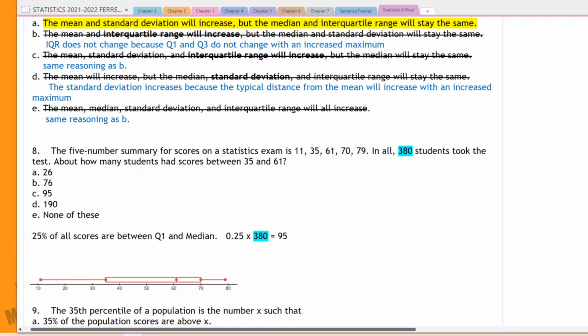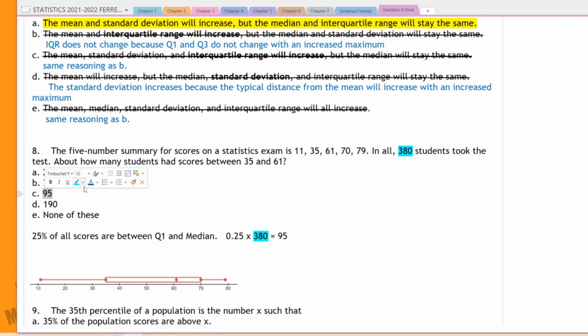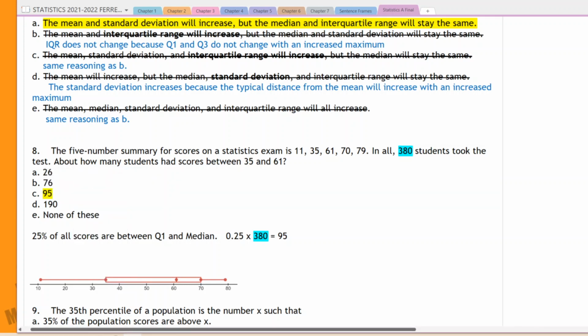So since we have 380 scores, 380 students, the correct answer here should be 95. Now notice that there are no other responses that are even close to 95, so it's pretty unambiguous that 95 will be the correct answer here.